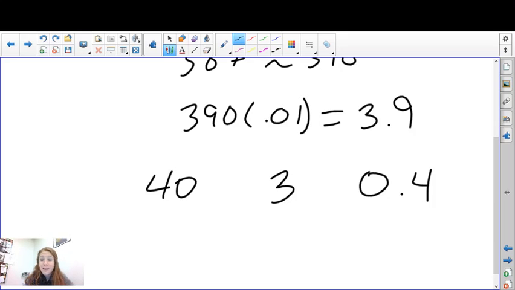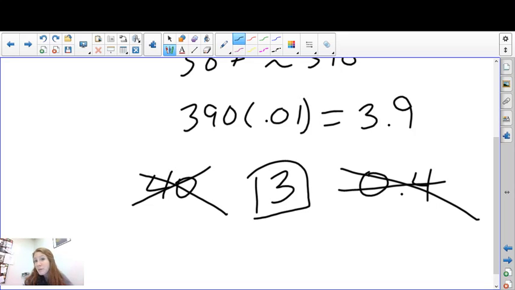Guys, 3.9 is way bigger than 0.4. That's not an option. Cannot be 40 because it's nowhere near close to 40. So my estimation is 3.